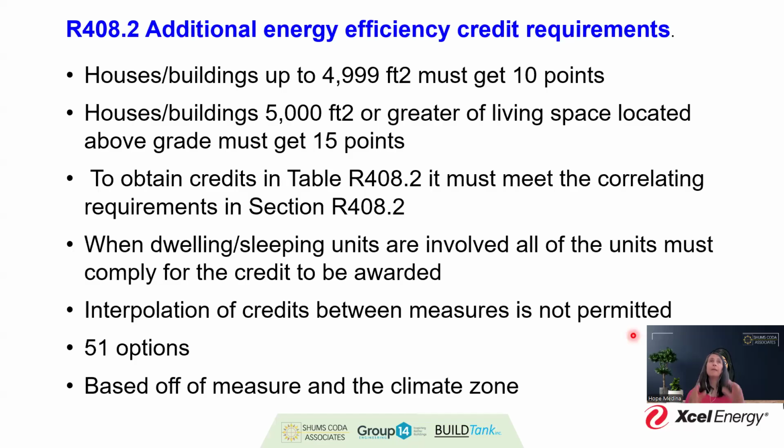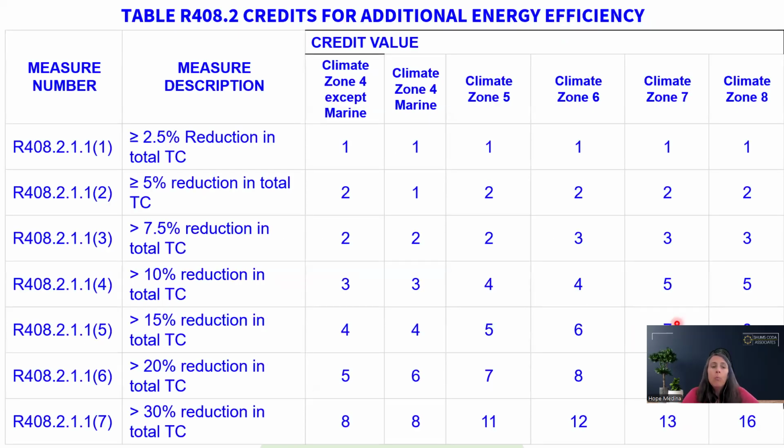you have 51 options. Now, not all of the options are available for all of the climate zones. It's really based off that the point system is based off of the climate zone. It lets you know how many points you'll be able to achieve for these. So we're going to fly through the additional efficiency options that are available within here. We'll talk about it a little bit further, but I just want to show you all the choices you have.